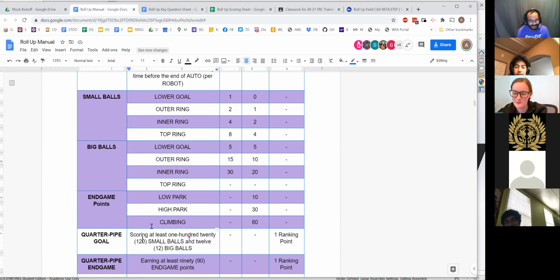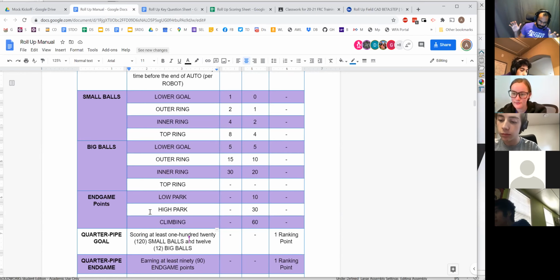What's the difference between a point and a ranking point? That is a good question. So ranking points are used in the meta of the game, right? The ranking point doesn't affect that individual match. The ranking point affects your entire rank in the event.